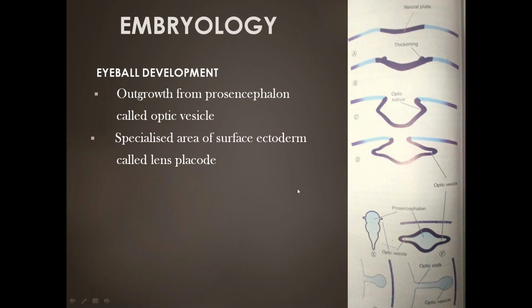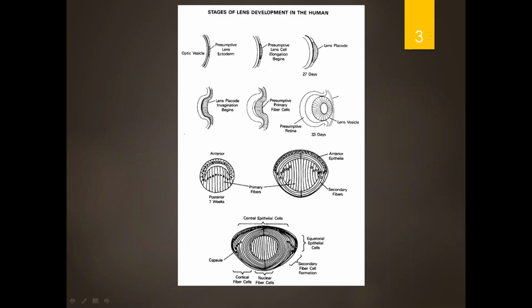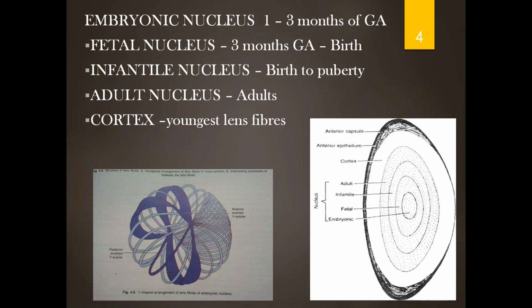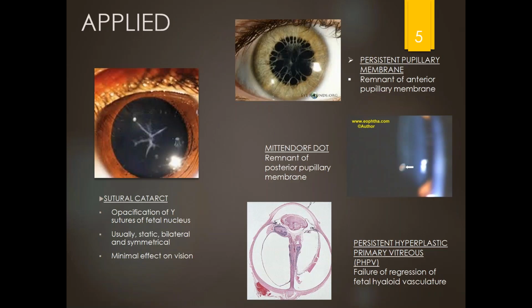The lens is an outgrowth from the optic vesicle, which is a specialized area of surface ectoderm. So you're supposed to know that the lens is a part of the ectoderm, right? These are the stages of lens development that are going to be there in your textbooks. There's an embryonic nucleus which marks the core of the nucleus, and there's a fetal nucleus, infantile, adult nucleus, then there's a cortex, and then there's a lens epithelium.